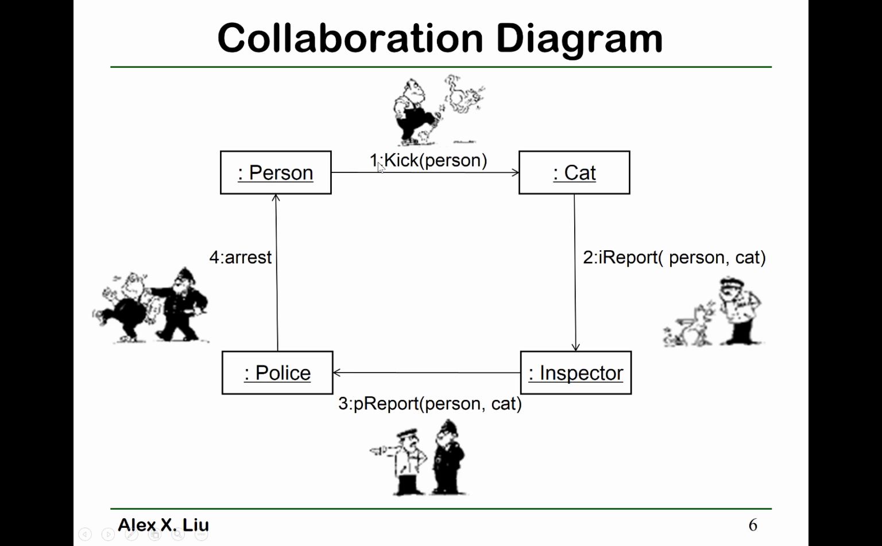Now let's take a look. So first, this person kicks the cat, right? This is the first message, and the cat reports to the inspector. This is the second message. So the parameters here are this person and this cat, right? And then this inspector sends a message to the police, with this person and the cat, and then this police arrests the person. The fourth message. So this is the collaboration diagram.